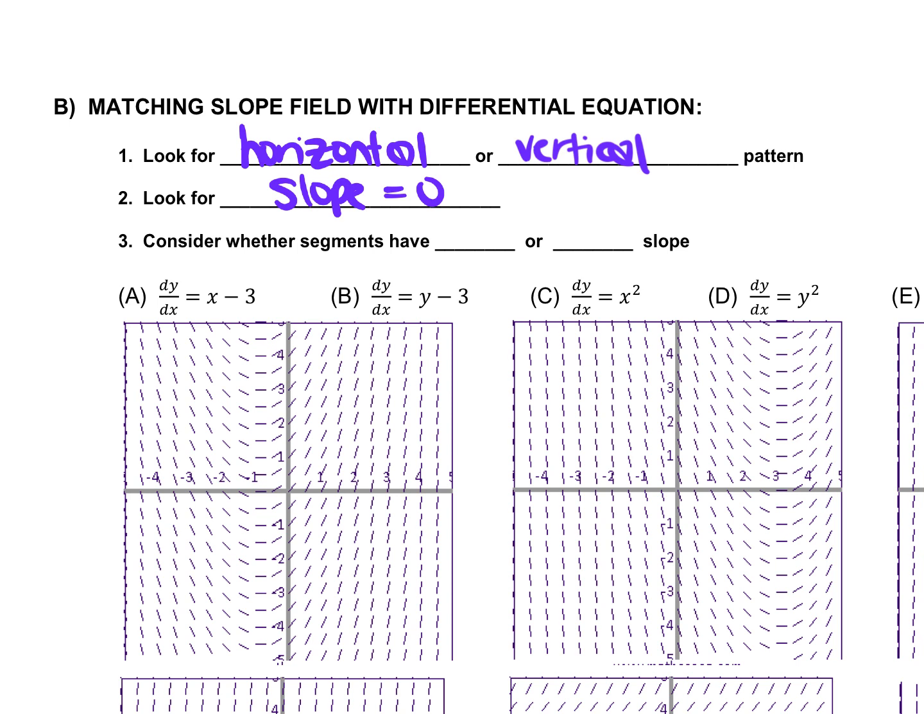And then you can look at whether certain sections of the graph have positive or negative slopes. This will often happen in quadrants. And that's kind of like that last one we just did. We looked at where it was positive and negative in quadrants to help us. Okay? So if we're reasoning through this, let's take it one at a time.